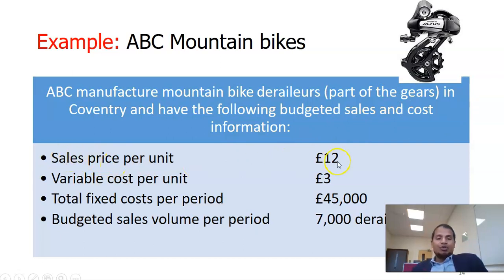Sales price is £12, variable cost per unit is £3, and fixed cost for the period, say for example 1 year, is £45,000, and budgeted sales volume per period is 7,000. Budgeted expected sales are 7,000. So what should be the break-even point?